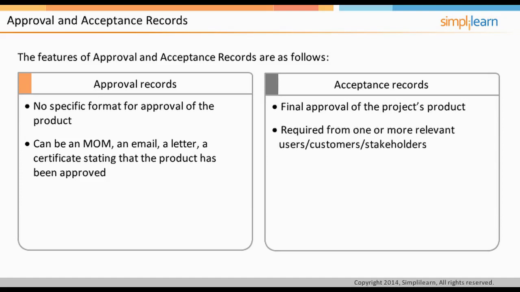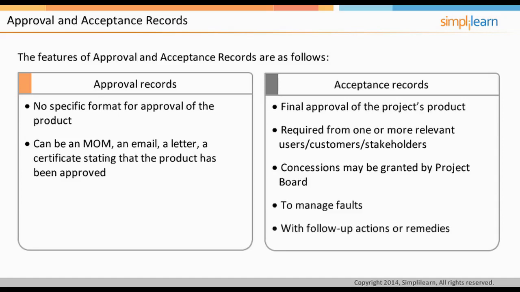If there is a variation in the product from the actual requirements, then concessions may be granted by the project board. Acceptance records are required to manage faults as they include the follow-up actions or remedies. Let us look at different roles and responsibilities in the next screen.